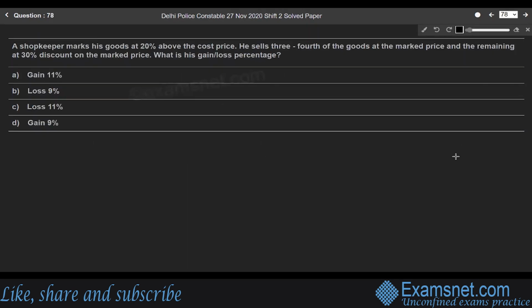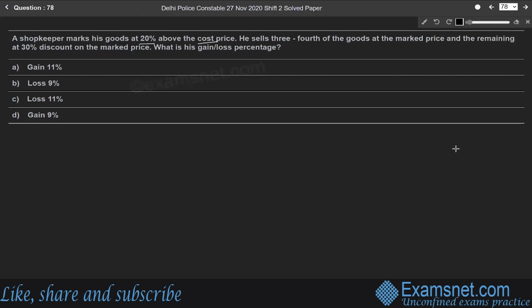Question 78. A shopkeeper marks his goods at 20% above the cost price. He sells 3/4 of the goods at the market price and the remaining at 30% discount on the market price. What is his gain or loss percentage? So here the given data is: a shopkeeper marks his goods at 20% above the cost price. So let us write as it is.